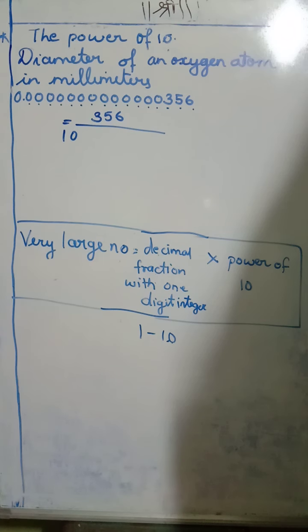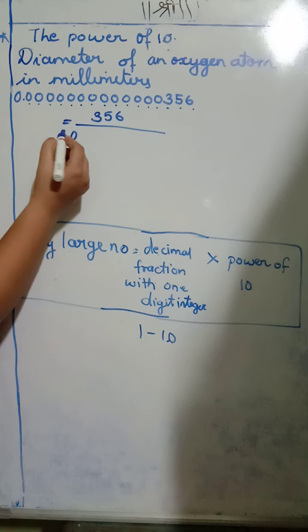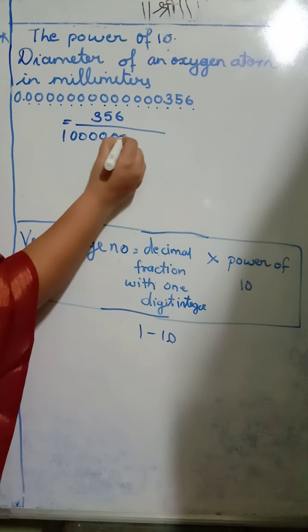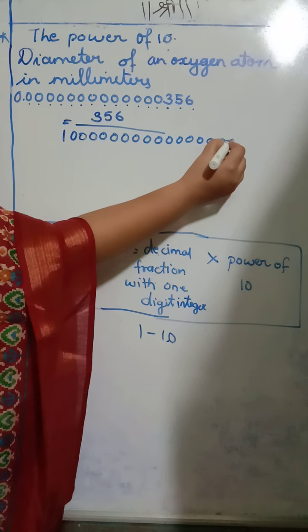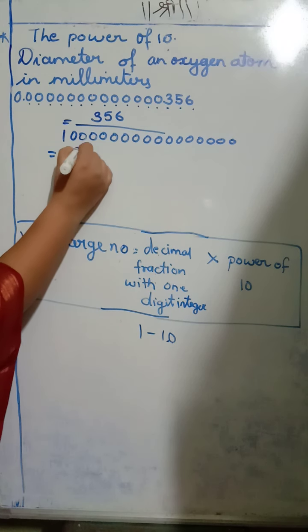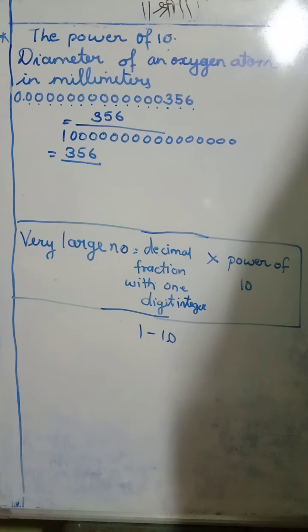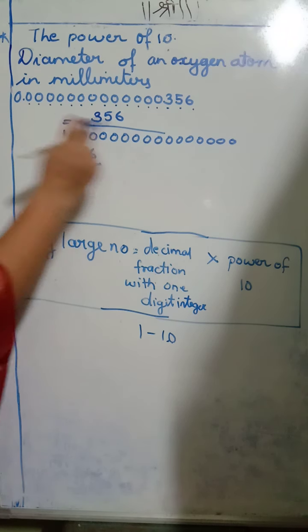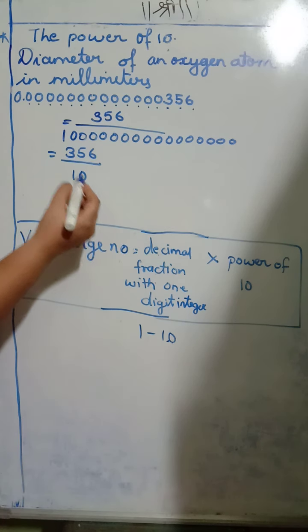You have learned this in decimal fractions last year, how to write a decimal fraction in the form of numerator and denominator. So 16 zeros: 1, 2, 3, 4, 5, 6, 7, 8, 9, 10, 11, 12, 13, 14, 15, 16 zeros. Now we will write 356 as it is. Can we mention such a big number? We are not able to count it, so we will convert this to power of 10. How many times are the zeros coming? 16 times. So you will write 10 raised to 16.